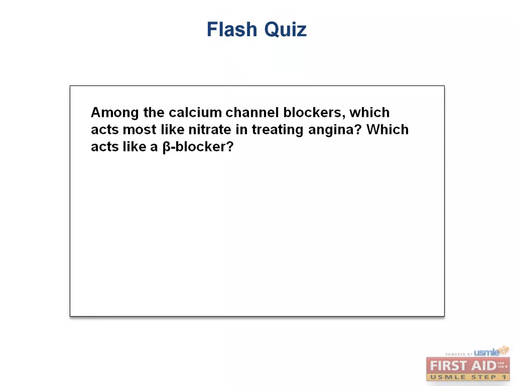So to answer this question, we need to consider a couple of things. Which of the calcium channel blockers are within the dihydropyridine class, which we know prefer the vascular smooth muscle in comparison to myocardial calcium channels? We know the dihydropyridines end in -DIPINE, favor the vascular smooth muscle cells over the myocardial calcium channels.